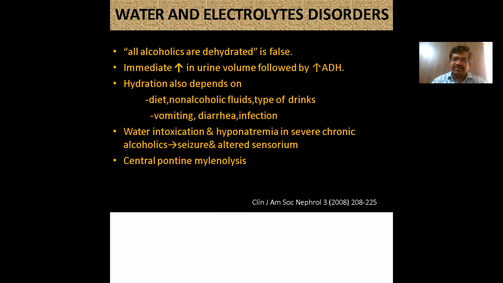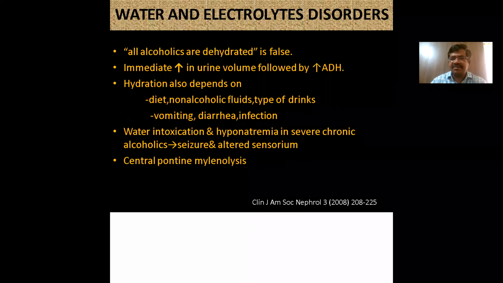There is a mechanism in the body to combat any decrease in water and electrolytes: an immediate increase in urine volume, followed by an increase in ADH, the antidiuretic hormone. So any loss of water and electrolytes through urination can be combated by the increase in ADH, which decreases water and electrolyte elimination. But it also depends on many things, like how the person has been hydrated previously.